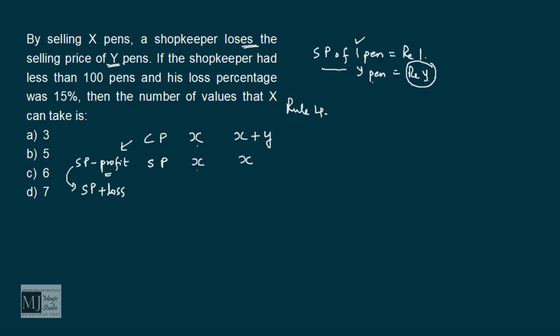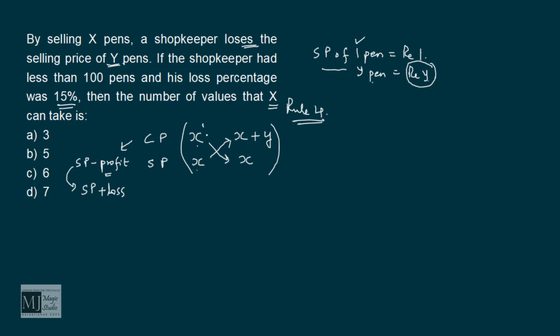Welcome to rule 4 once again. If the shopkeeper had less than 100 pens, and his loss percentage was 15% overall, which we'll calculate, then find the number of values of X which it can take. Let's use our rule 4, and according to rule 4, the profit or the loss calculated would be, principal diagonal is X square.